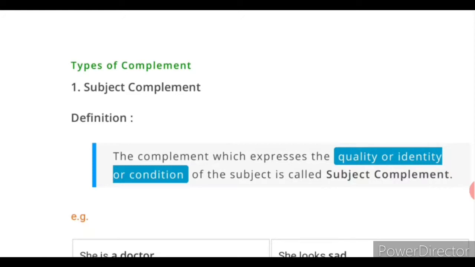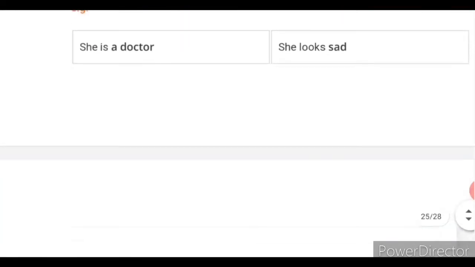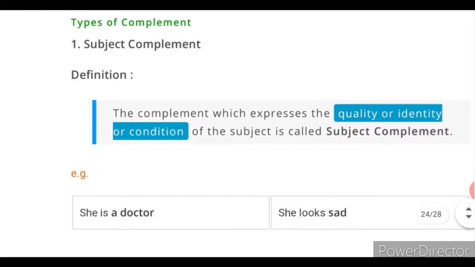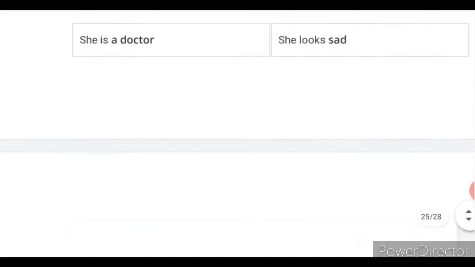So we have a subject complement and we have the object complement. First let us see what is subject complement. The complement which expresses the quality or identity or condition of the subject is called the subject complement. So if it expresses the quality, identity or condition of the subject, it is called the subject complement. That is why: she is a doctor, she looks sad.